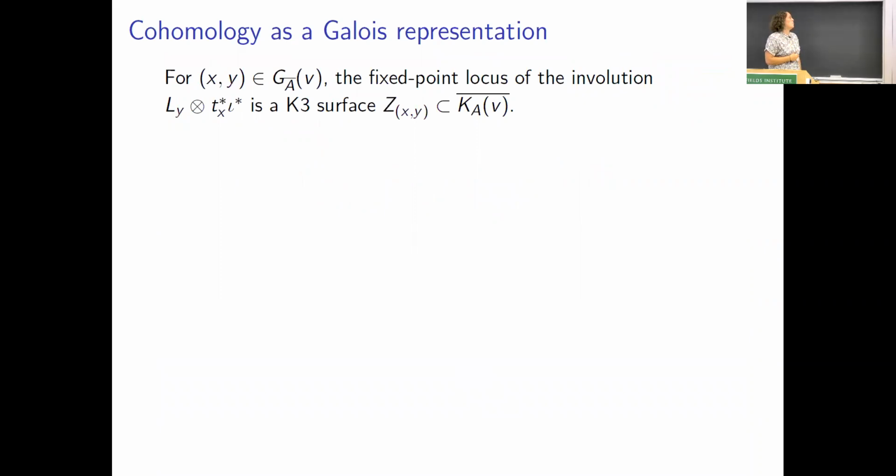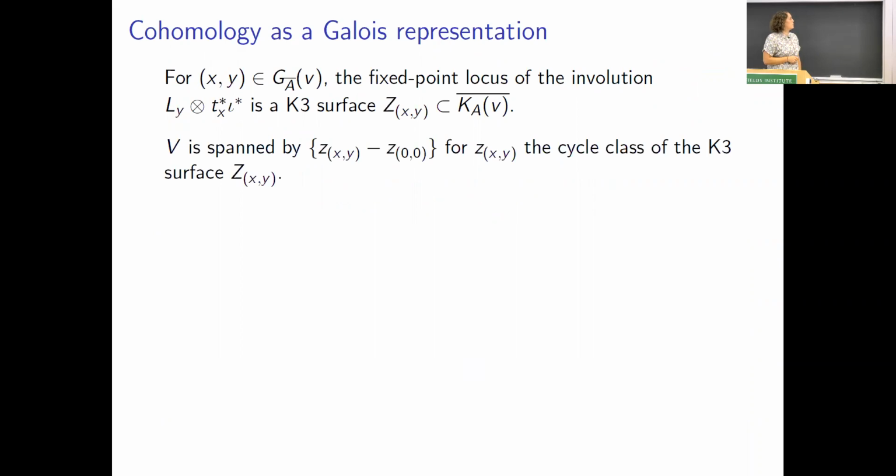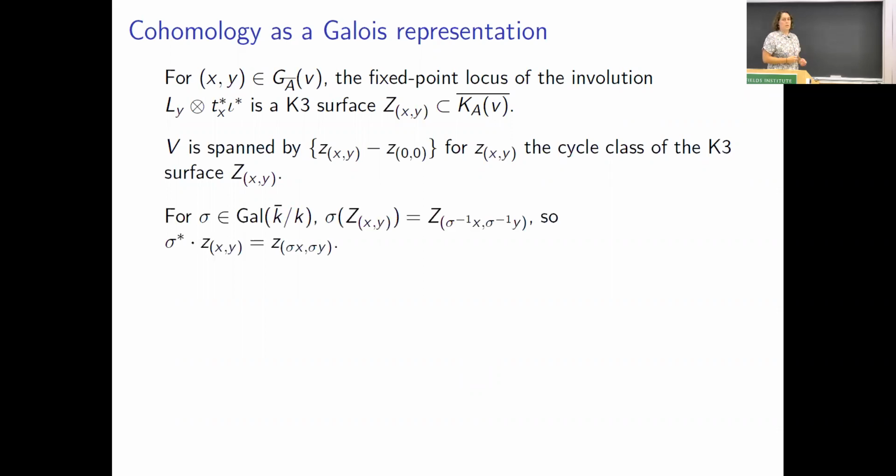Okay, so these involutions again have a fixed point locus which contains a K3 surface, and if you take the appropriate vector space spanned by this difference of the cycle classes, then that spans the rest of the cohomology. But now that we have this explicit description of the fixed point loci, we can actually look at how the Galois group acts. And that's what tells us the Galois action.